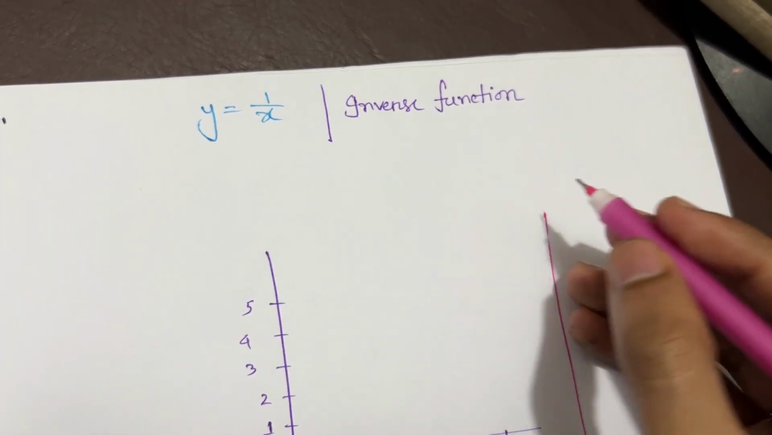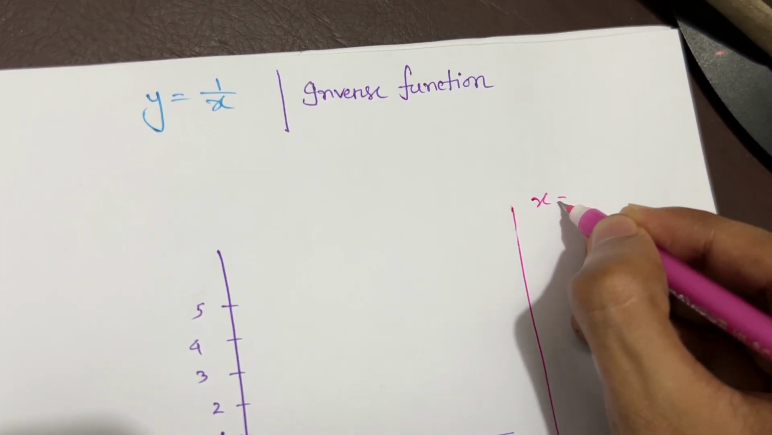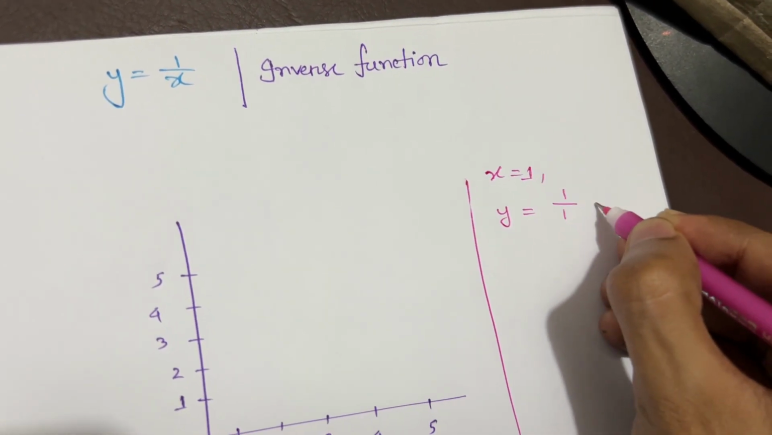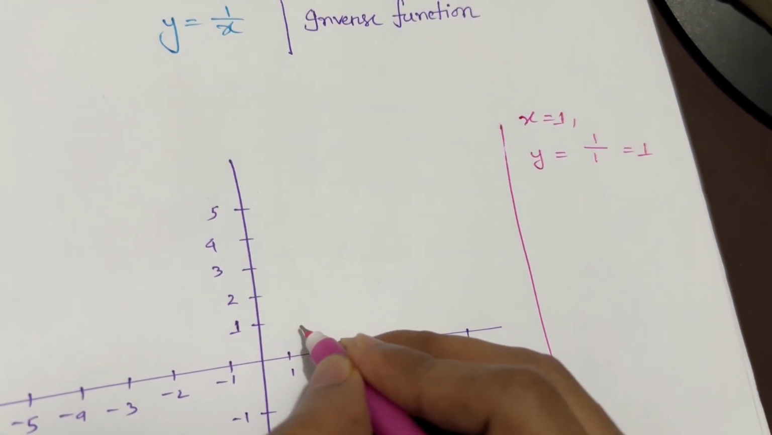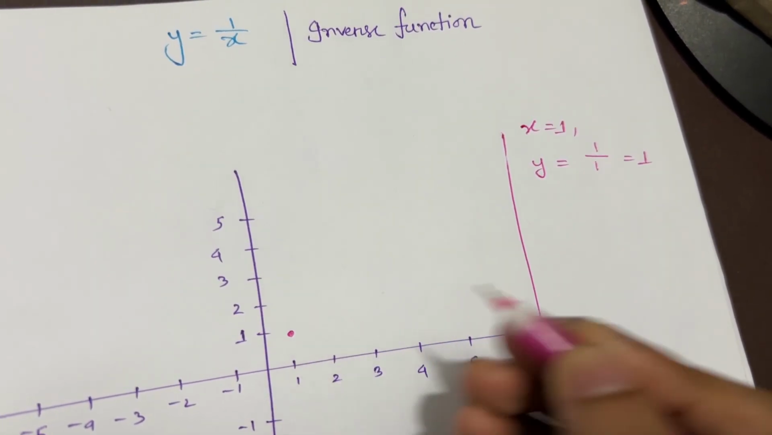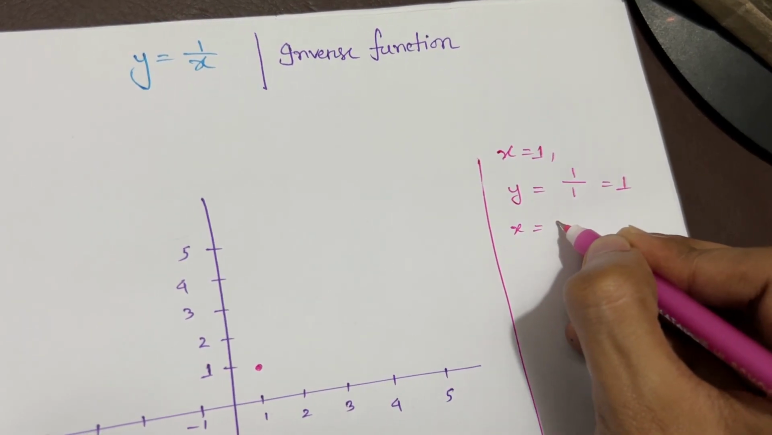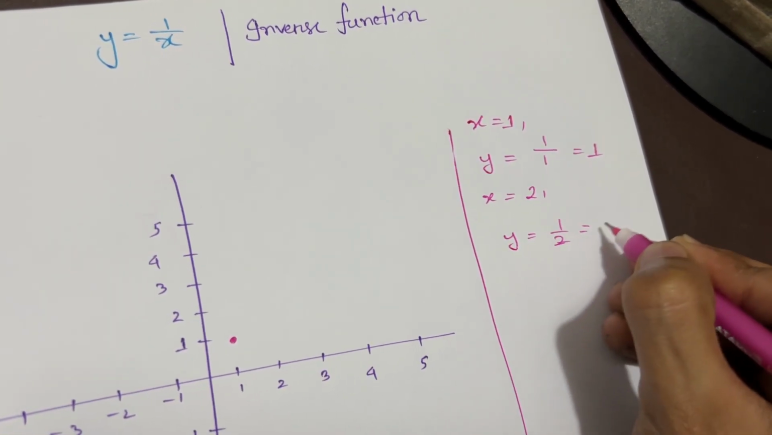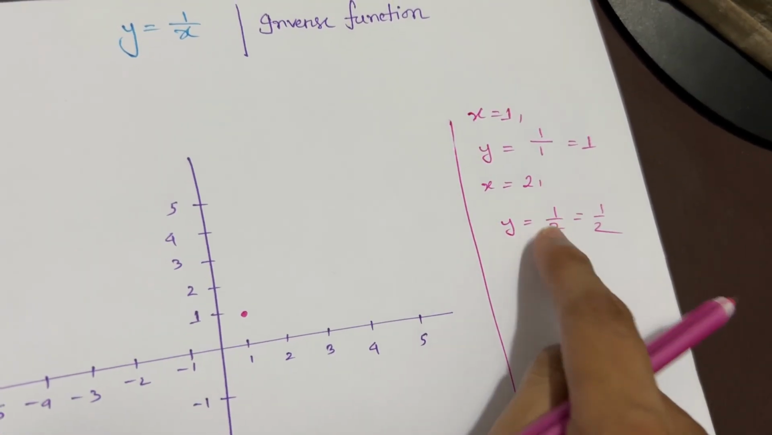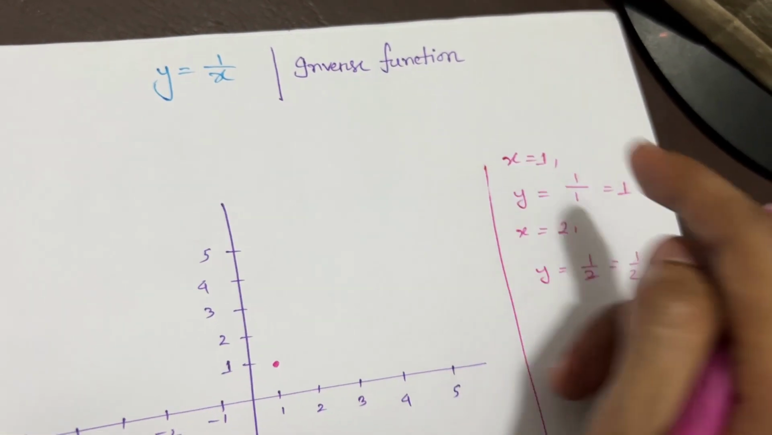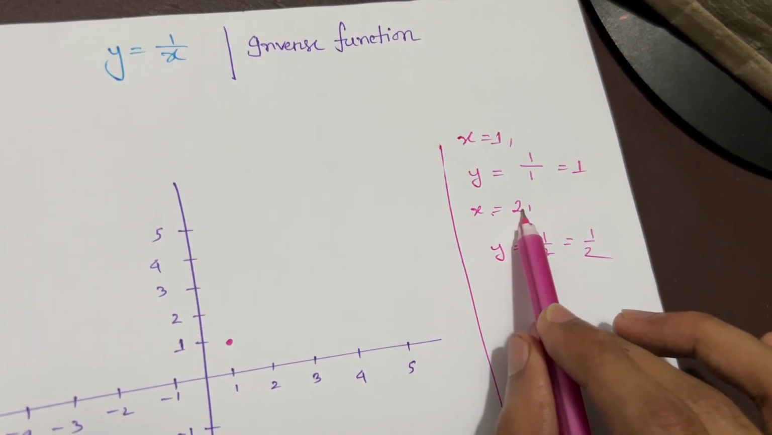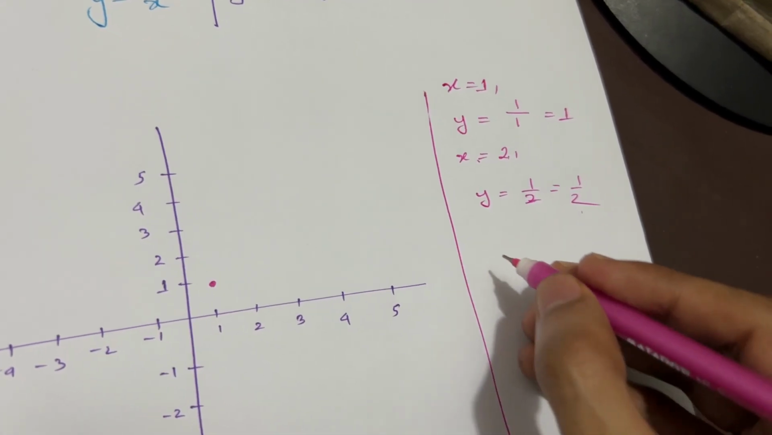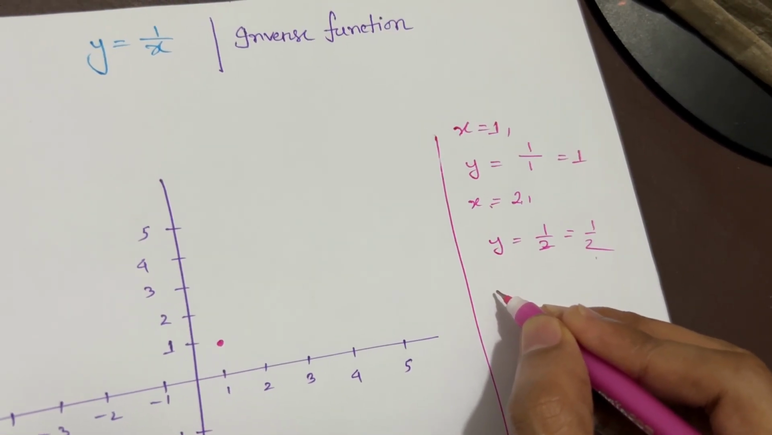So first we need to identify the x value. Suppose x is equal to 1. Then y is equal to 1 by 1, which is 1. This is for the positive side. Then x is equal to 2, then y is equal to half, 1 by 2. See, if I increase the x value, the y value is decreasing. So this is the inverse relation.